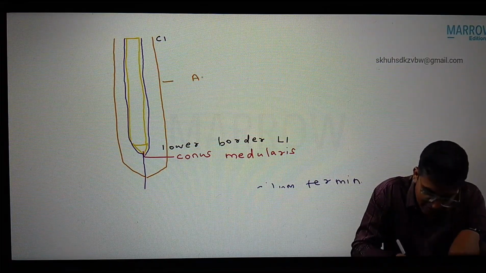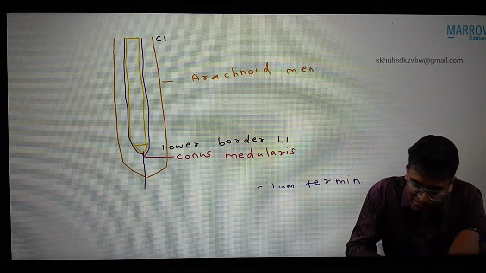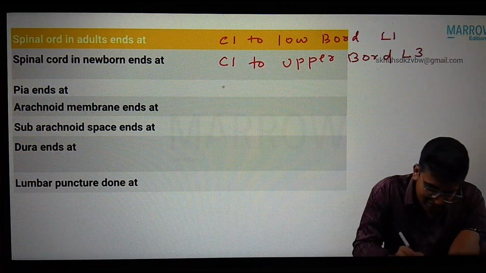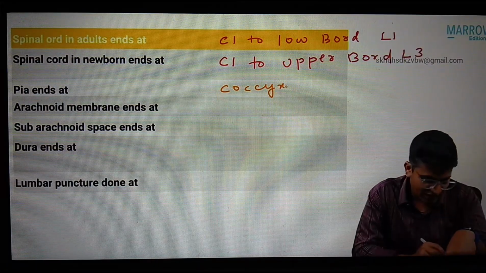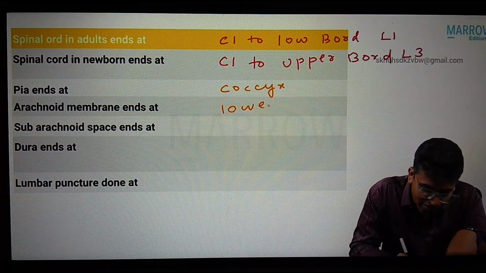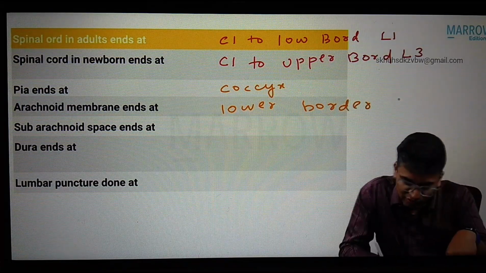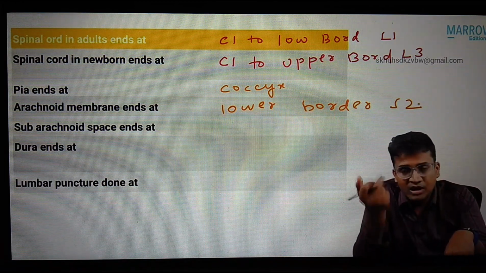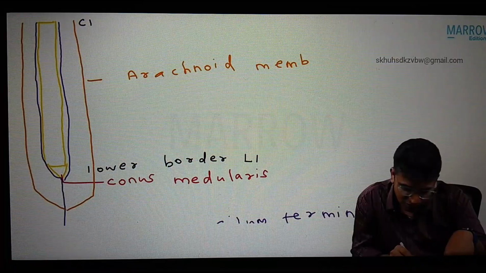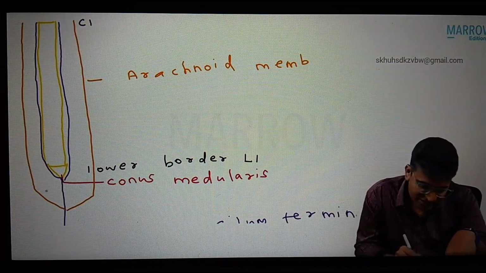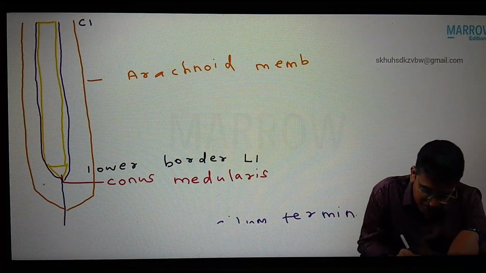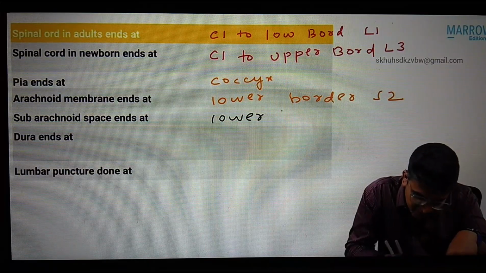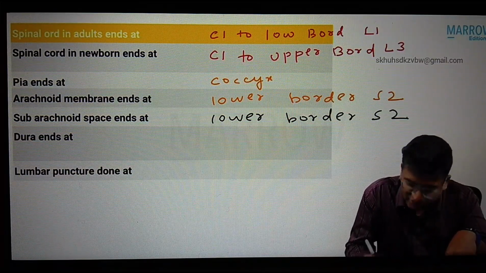Now the arachnoid membrane ends at S2, the lower border of S2. This is the arachnoid membrane. So arachnoid membrane is ending at the lower border of S2. So now please write pia mater which ends at coccyx. Now between the arachnoid membrane and the pia mater, we have subarachnoid space. So subarachnoid space is also ending at lower border of S2.